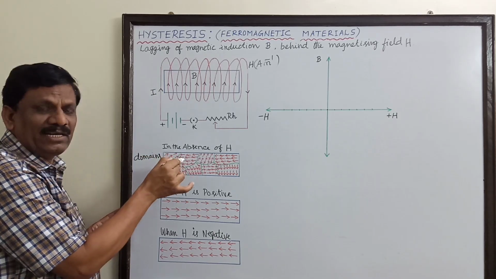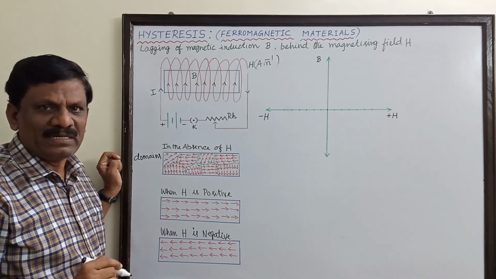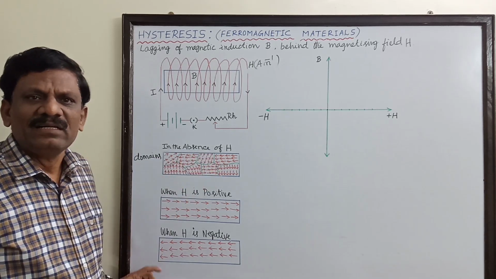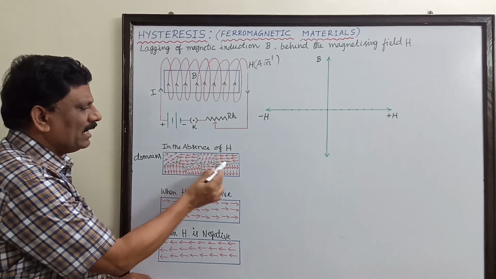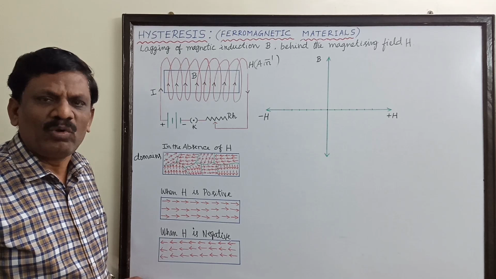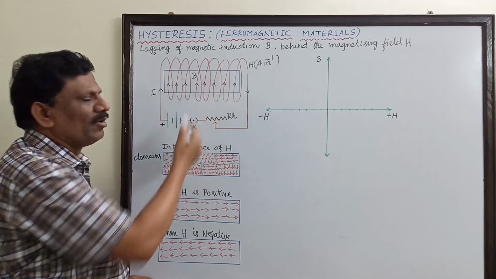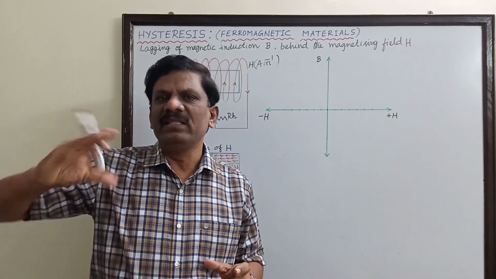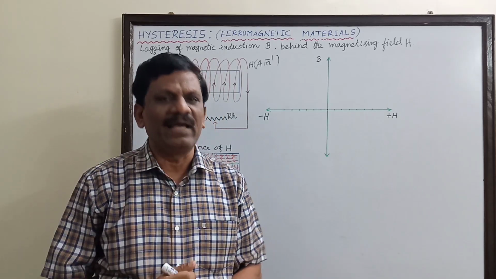But inside the second domain, all the atoms will have the same direction of the dipole moments. So this is in the absence of an external magnetizing field. These atomic domains are also called magnetic domains or ferromagnetic domains. So when you keep a ferromagnetic substance inside a solenoidal coil and vary the current as well as the magnetizing field, what is actually happening?